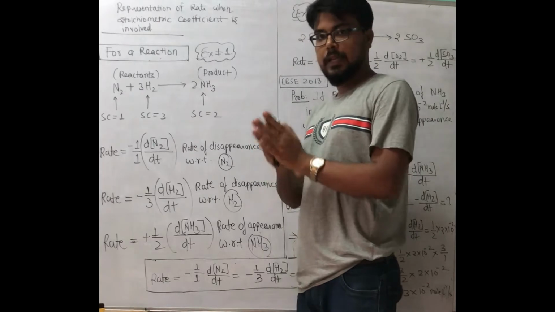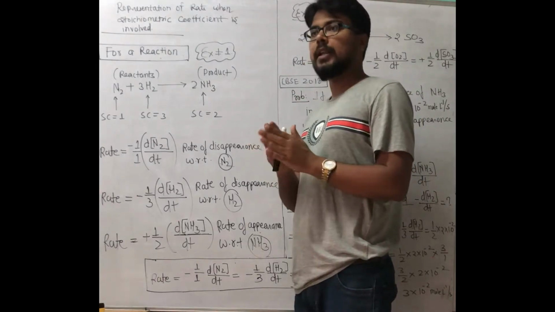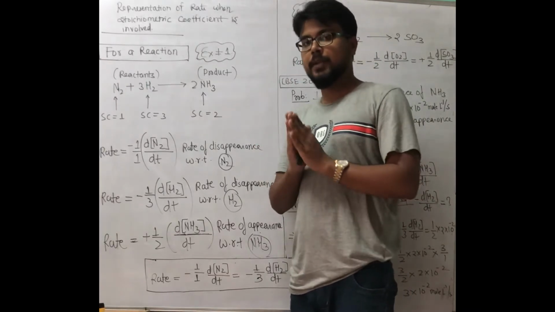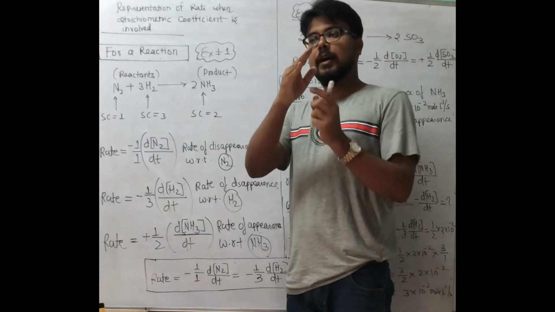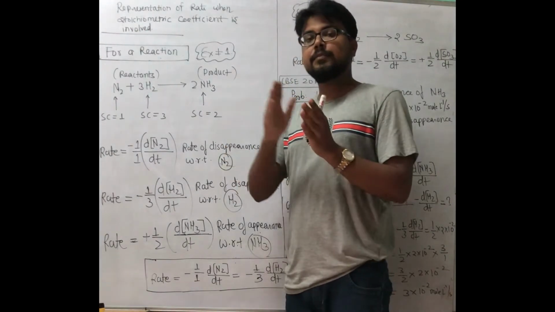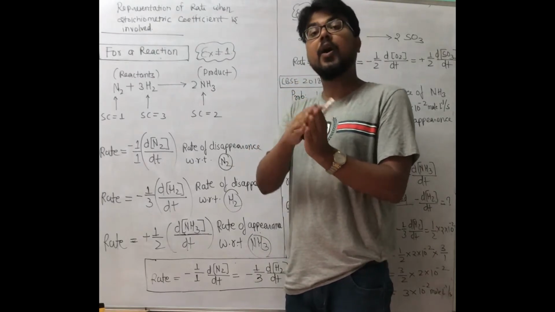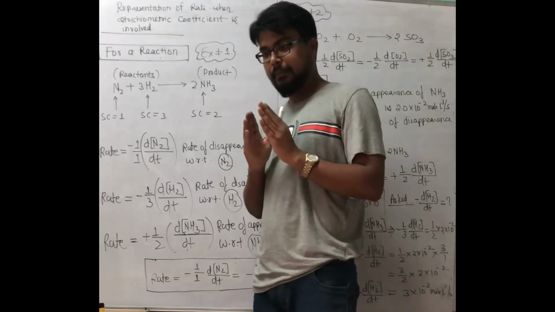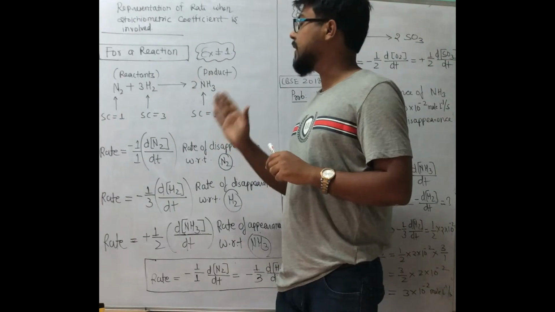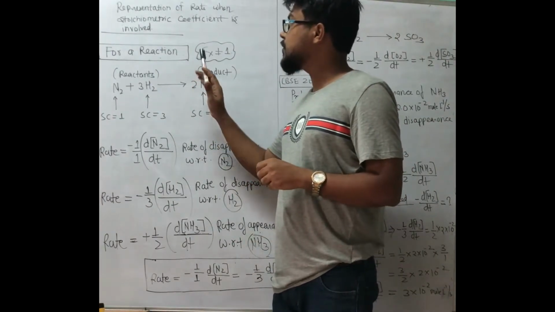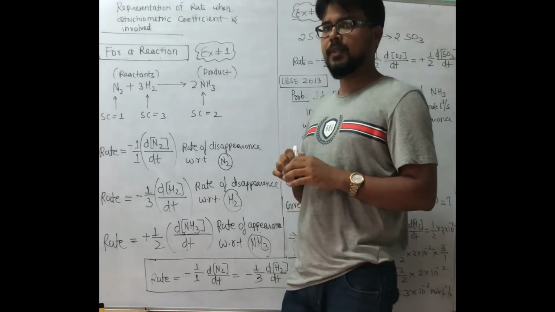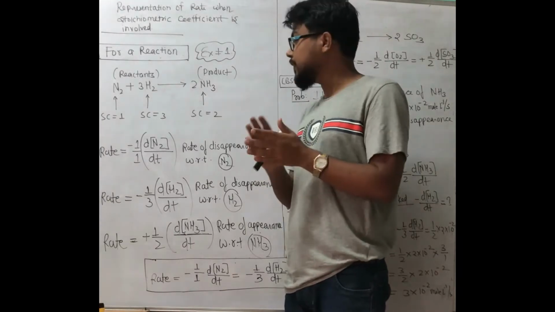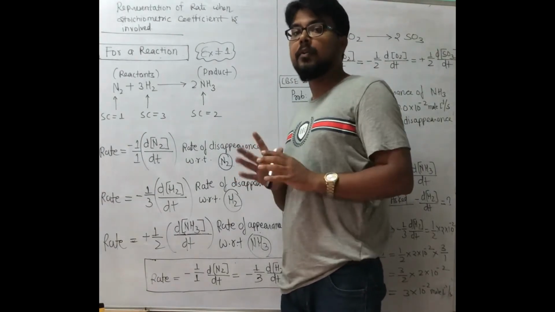So students, in our previous video lecture, we studied rate of reaction, average rate of reaction, instantaneous rate of reaction, how rate of reaction decreases with respect to reactant and how it increases with respect to product. So suppose in a certain chemical reaction, in a given chemical equation, stoichiometric coefficient is involved. How are we going to frame a rate for that particular reaction?